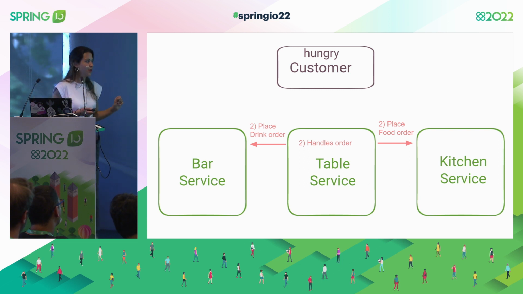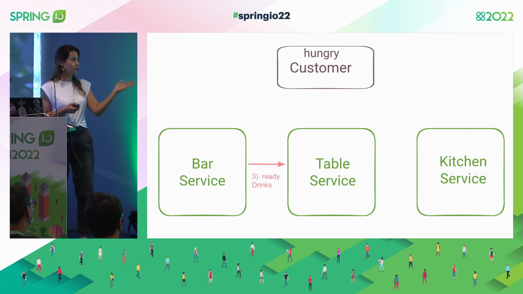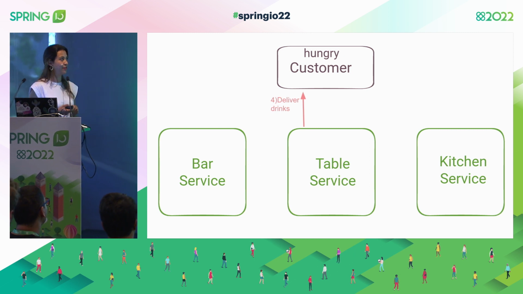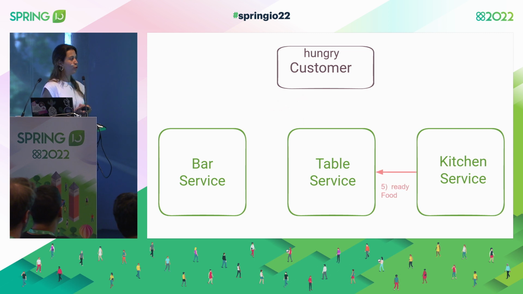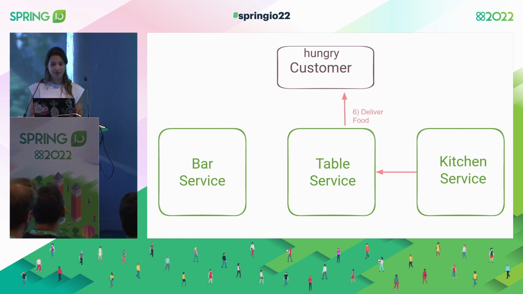And then at one point, hopefully we get drinks and we get food. And this is then returned from the bar service. The drinks are returned, the drinks are ready, and the table service can again deliver the drinks to the customer. And at one point also the food is ready and we deliver the food also hopefully to the customer.